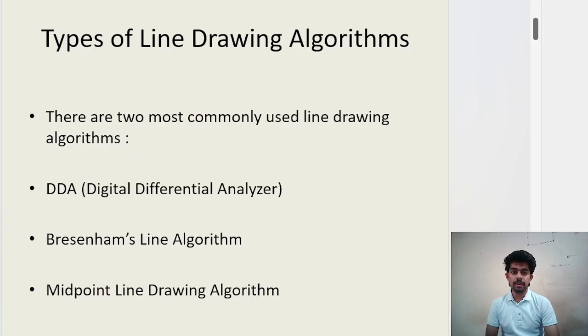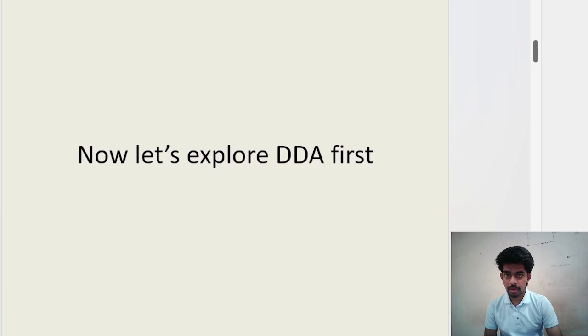Types of line drawing algorithms: these are the ways by which we draw shapes, particularly lines, on computer screens. There are three commonly used drawing algorithms, but we'll see only two of them in this video: DDA, digital differential analyzer, and Bresenham's line drawing algorithm. So let's proceed. Now let's explore DDA first.